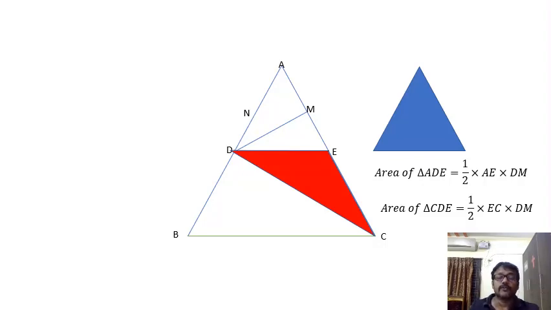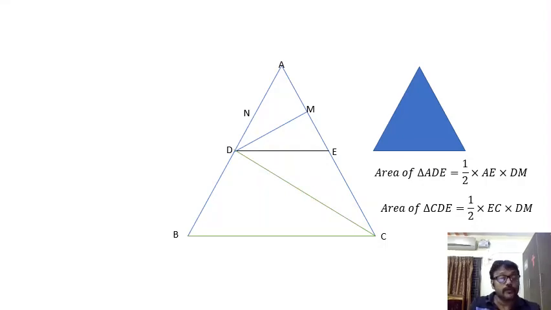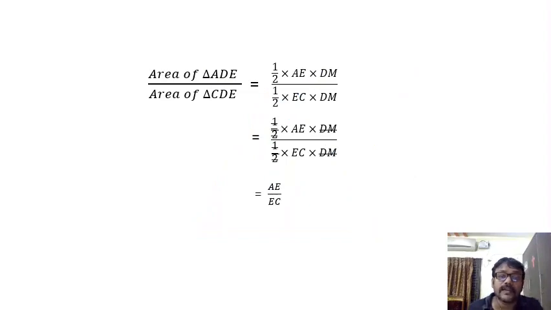So likewise, we found the areas of triangle ADE and CDE, and again we are going to find the ratio of areas of these two triangles. So as we thought, area of triangle ADE by area of triangle CDE is equal to half AE into DM by half EC into DM. Half gets cancelled, DM gets cancelled, and we're going to have AE by EC. So area of triangle ADE by area of triangle CDE is equal to AE by EC. This is our second result, or you can say second case.